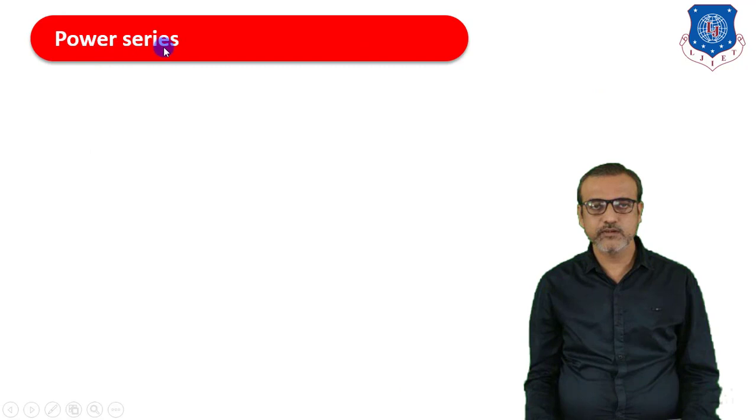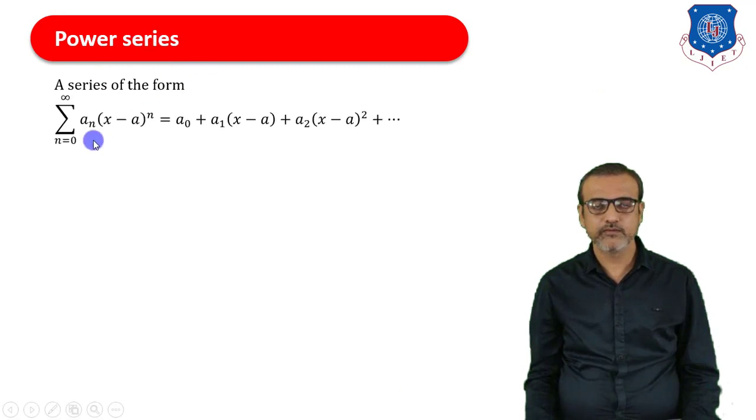Now we will see power series. A series of the form sigma n from 0 to infinity an (x minus a) the whole raised to n, that is equal to, for n equals 0, an will become a0 and (x minus a) the whole raised to 0 will become 1. So 1 into a0, the result is a0. Then after the plus sign, for n equals 1, we have this term a1 (x minus a) the whole raised to 1.